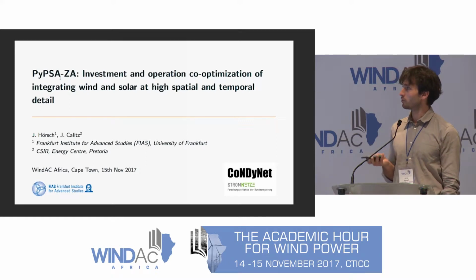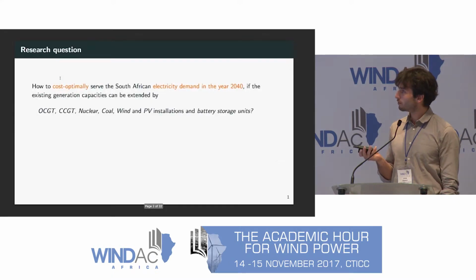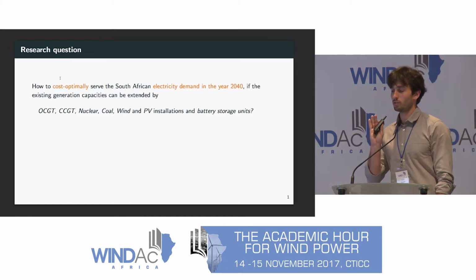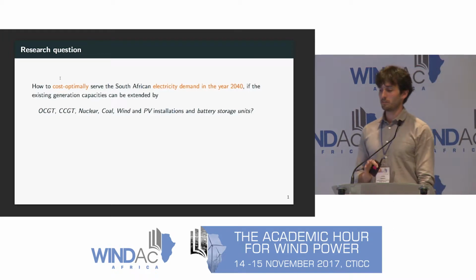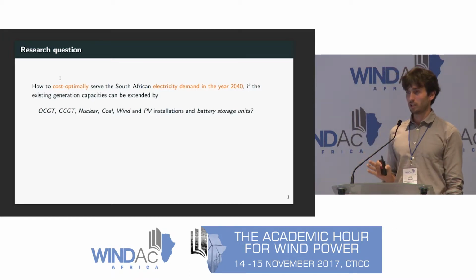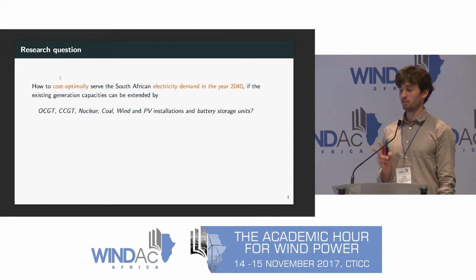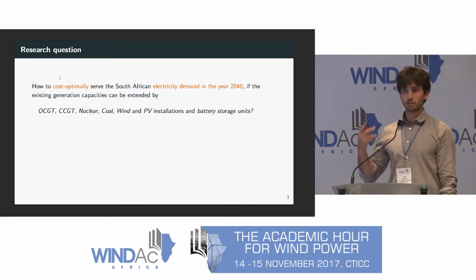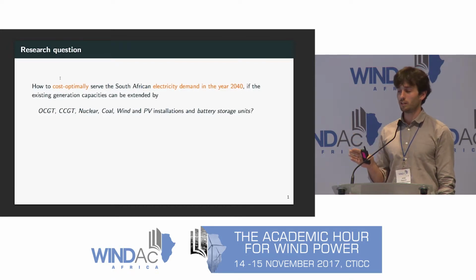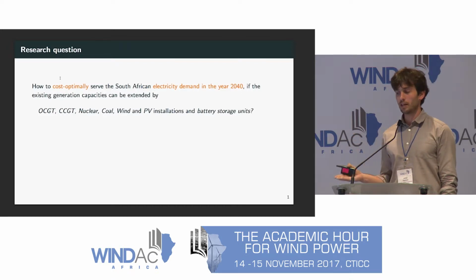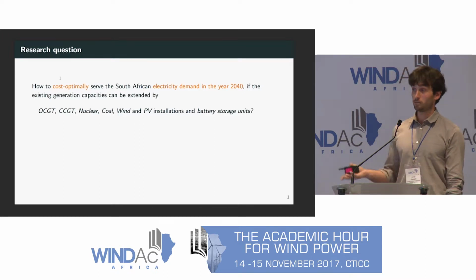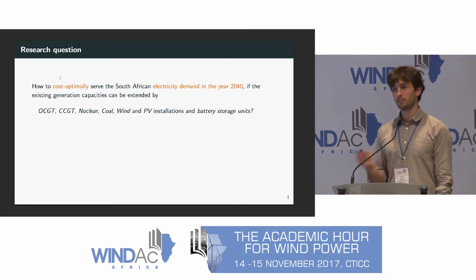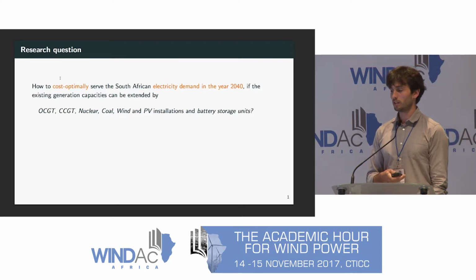More specifically, what it means... now I figured it out. So how do you want to cost-optimally serve the South African electricity demand in the year 2040? If the generation capacities which will still be there, so some of them will still be there, can then be extended by extra gas, by nuclear, by coal, and well, especially by new wind and PV installations combined with battery storage units.